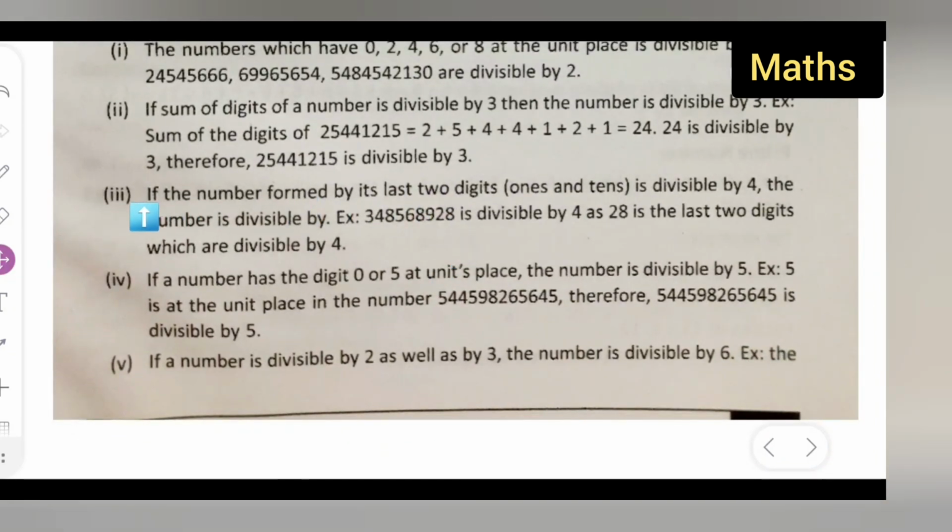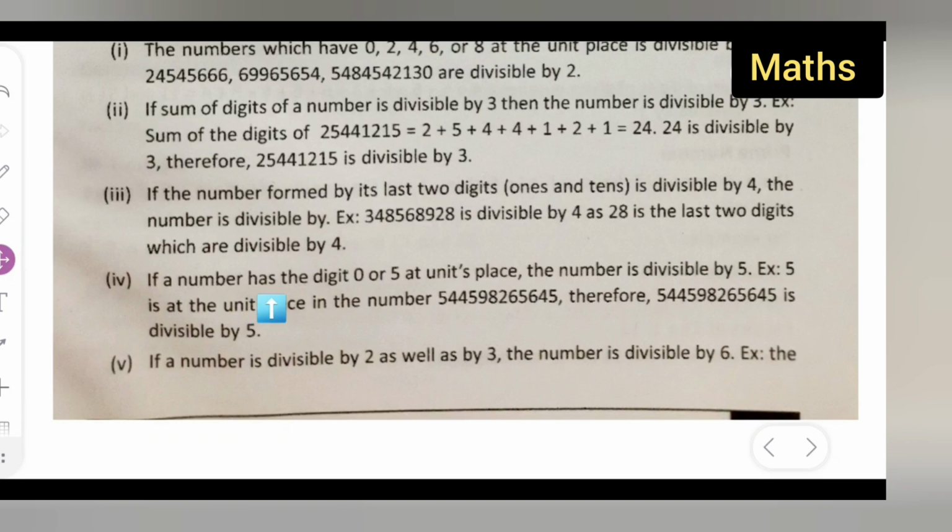Now the third point is, if the number formed by its last two digits, the ones and tens, is divisible by 4, then the number is divisible by 4. The example is given here, 28. The last two digits you have to see are the ones divisible by 4. 4 ones are 4, 4 sevens are 28, right?